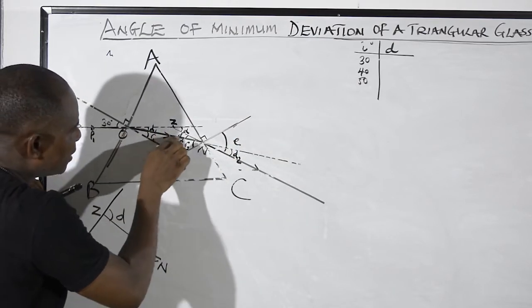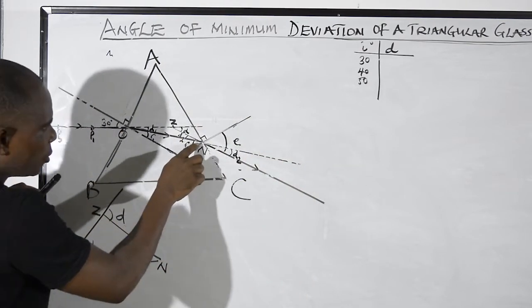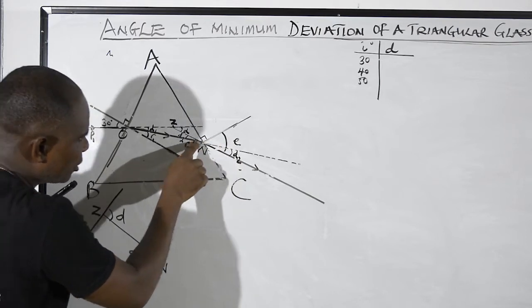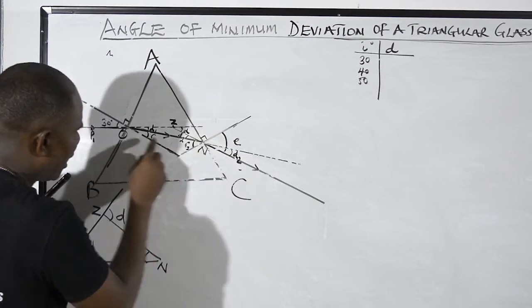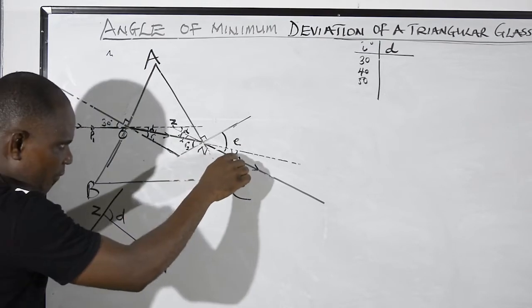Now when it moved inside the block again, as it is going outside to the air, it also deviated again. That is moving away from the normal. So instead of going straight, it has deviated this other angle here. So there's a second deviation here, there's a first deviation here. So the first deviation is inside the block, the second deviation is outside the block.